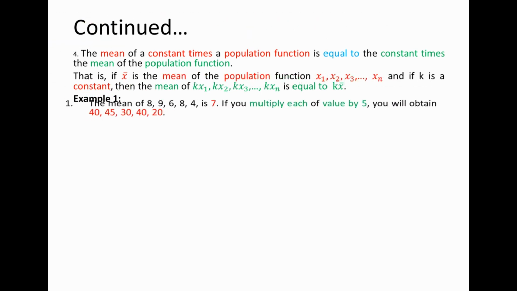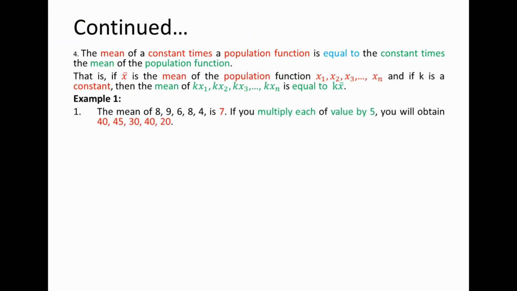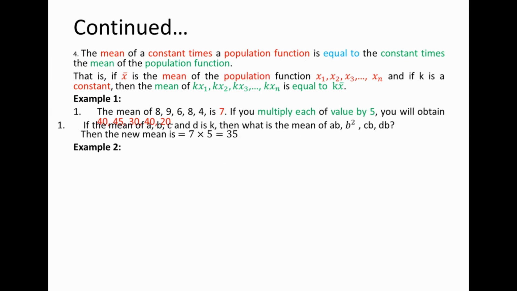For example, the mean of 8, 9, 6, 9, 4 is 7. If we multiply each value by 5, we will obtain 40, 45, 30, 45, and 20. Then the new mean equals 7 times 5, which is 35. Let us see the second example for this.